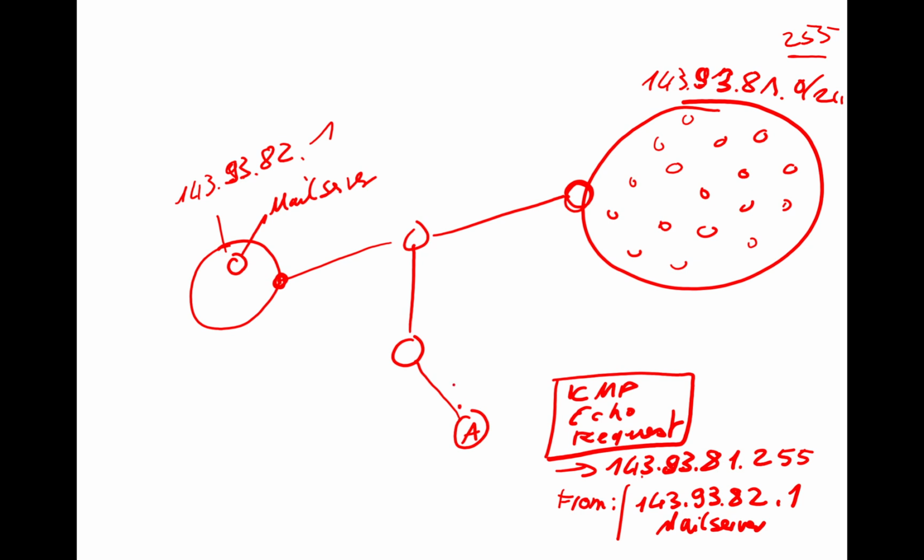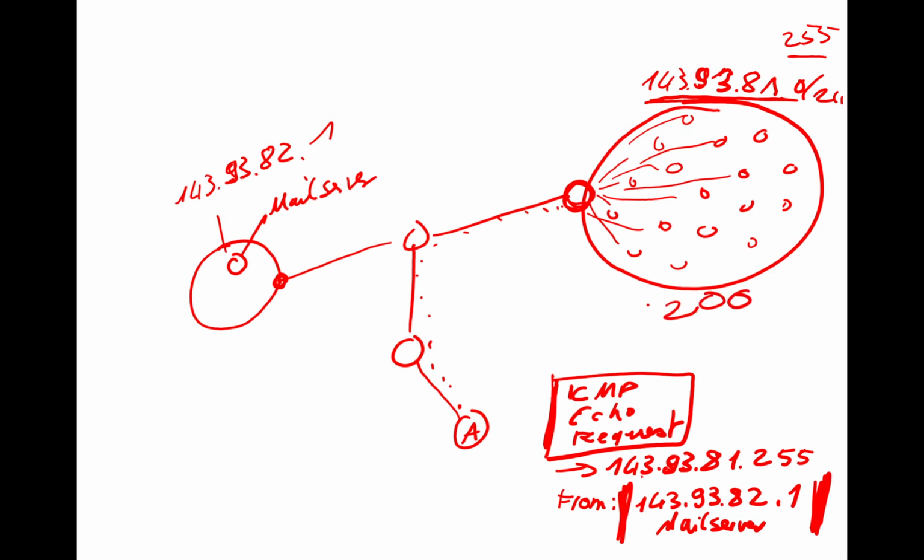So it sends this message, it goes to the router here, because this router is routing the IP addresses for 143.93.81 and everything inside, including 255, which is the broadcast address. What it does next is it broadcasts it to all of the members within. So what message do all of these participants in the subnetwork get? They get an ICMP echo request: please answer me back to the mail server, I want to know the round trip time to you. Let's say here 200 devices.